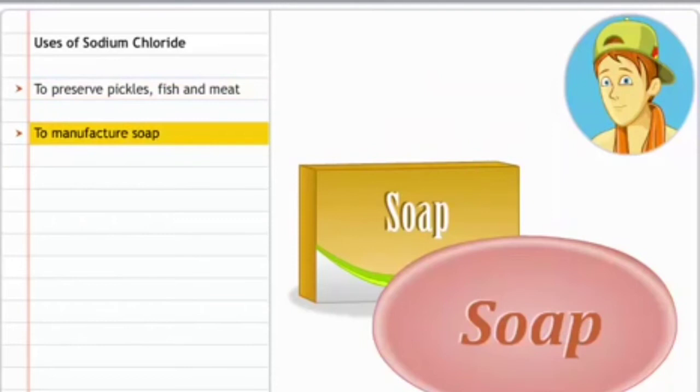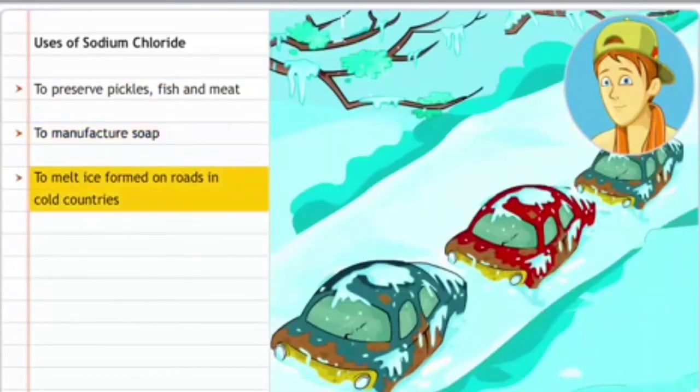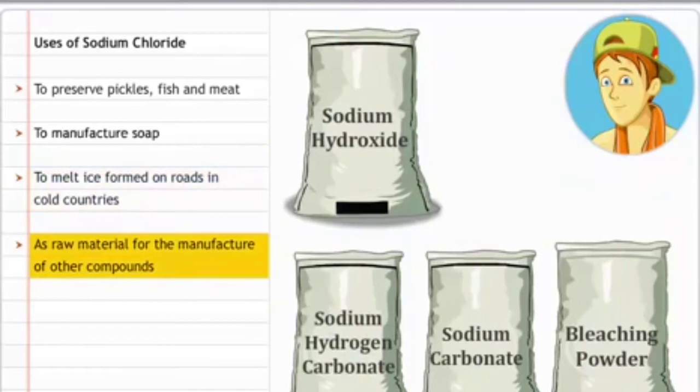It is used in the manufacture of soap. Then it is used to melt ice from roads in cold countries. Then it is a raw material for the manufacture of other compounds like sodium hydroxide, that is NaOH, NaHCO3, then sodium carbonate, Na2CO3, and bleaching powder, that is CaOCl2.